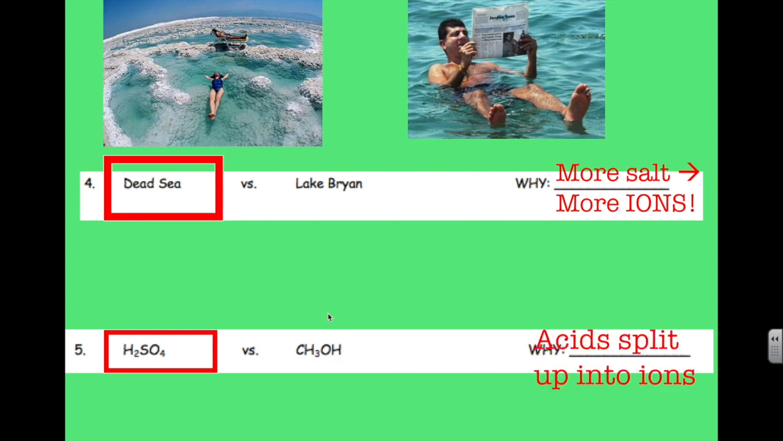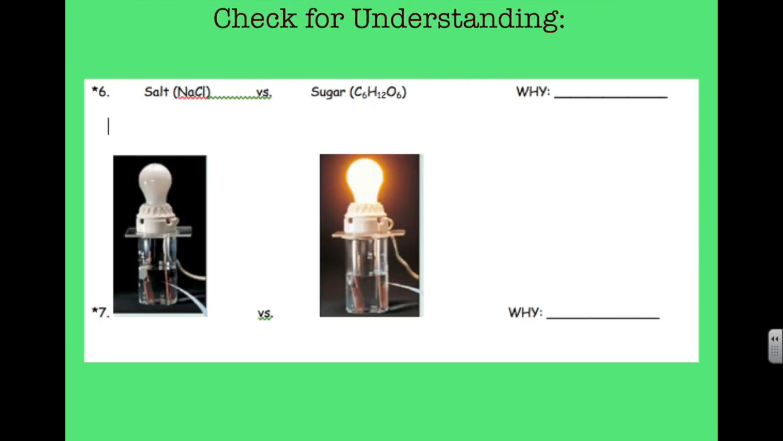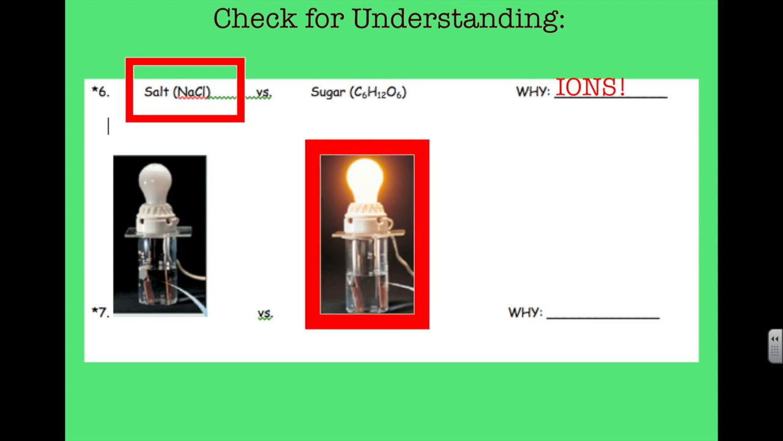So acids will split up into ions as well. Salt or sugar? That'd be salt, again, because of ions. Or the bright light or dim light? The bright light, obviously, because the electrolytes light up.